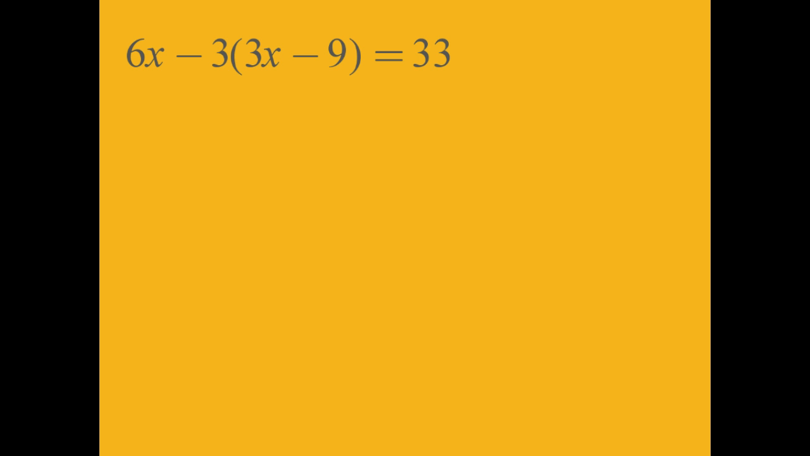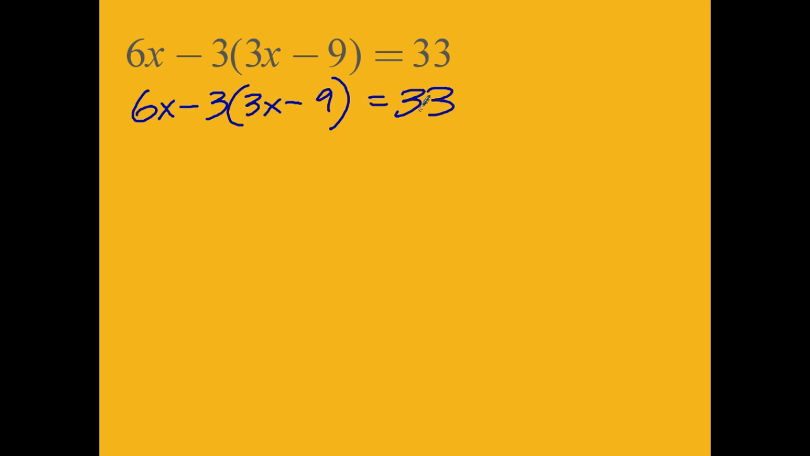Okay, let's try this one. Now this one has variables all over the place, so go ahead and you try this one real quick. Go. Alright, so this would be 6x minus 3 times 3x minus 9 is equal to 33.